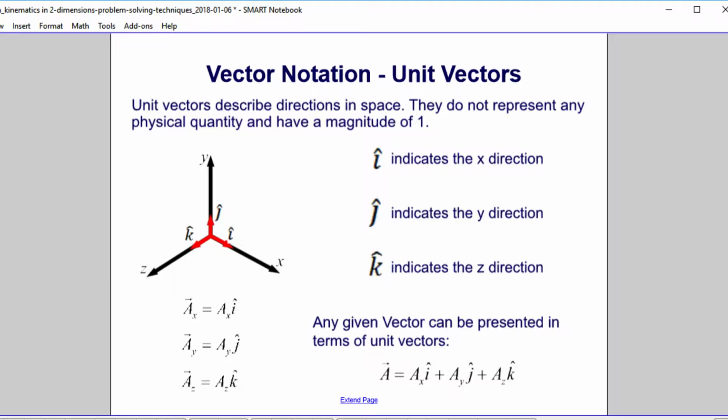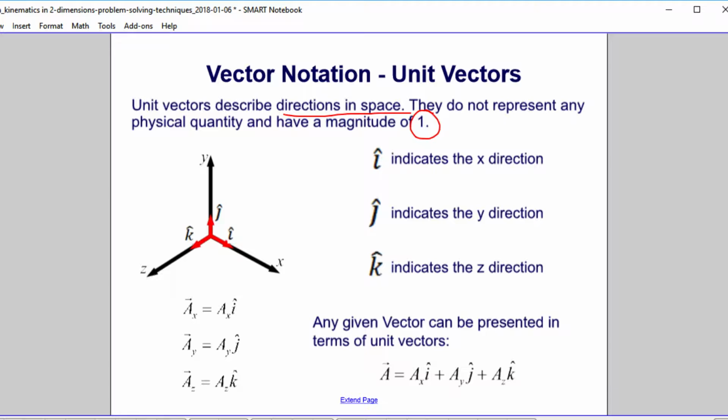Unit vectors describe directions in space. They don't represent any physical quantity per se, like velocity or acceleration or position, but they will help you describe it. They have a magnitude of 1. It's a vector with a magnitude of 1.